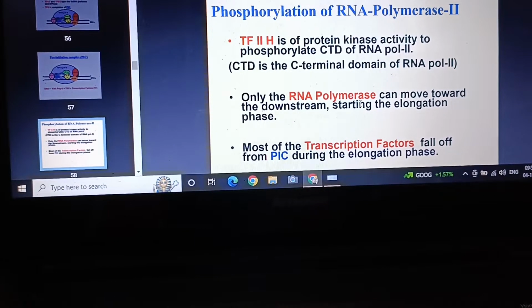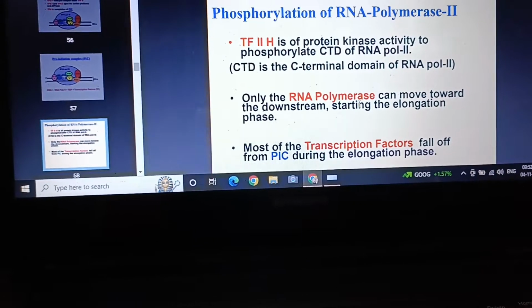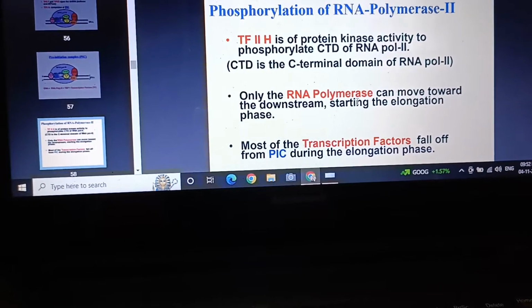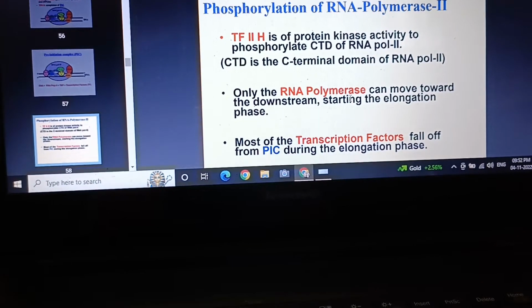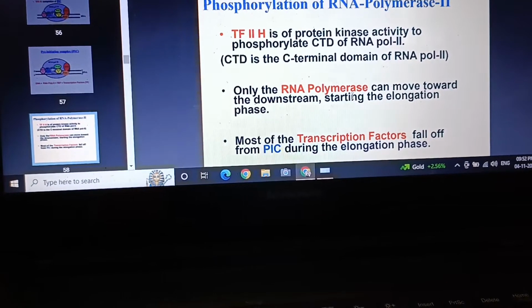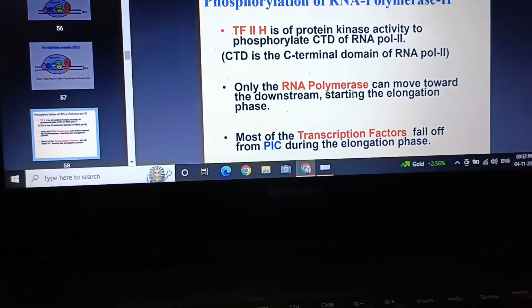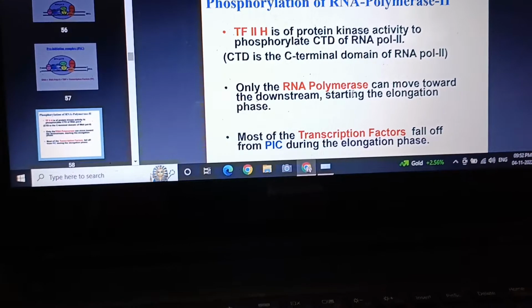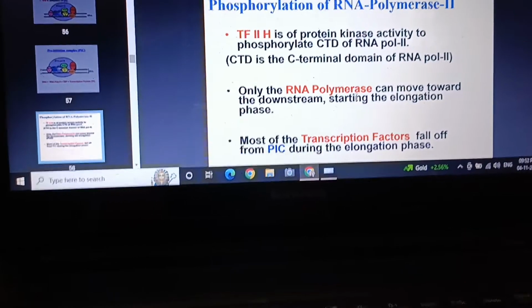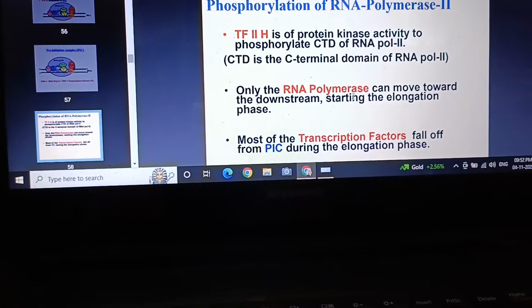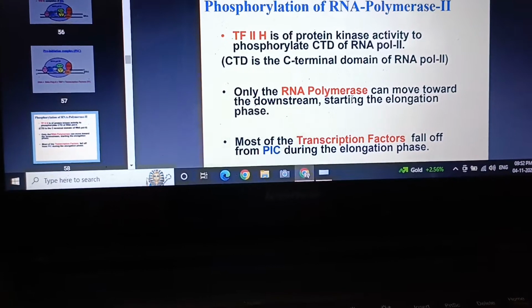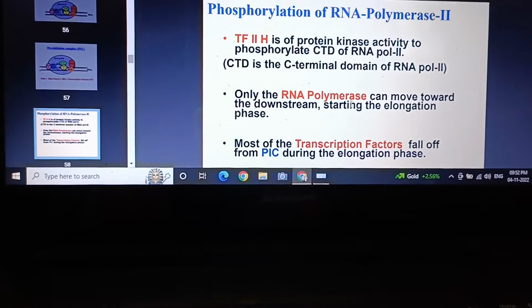TF2H has protein kinase activity to phosphorylate the CTD of RNA polymerase. CTD is the C-terminal domain of RNA polymerase 2. So the C-terminal domain of RNA polymerase 2 will get phosphorylated with the help of transcription factor 2H. Only after that can the RNA polymerase move towards the downstream.